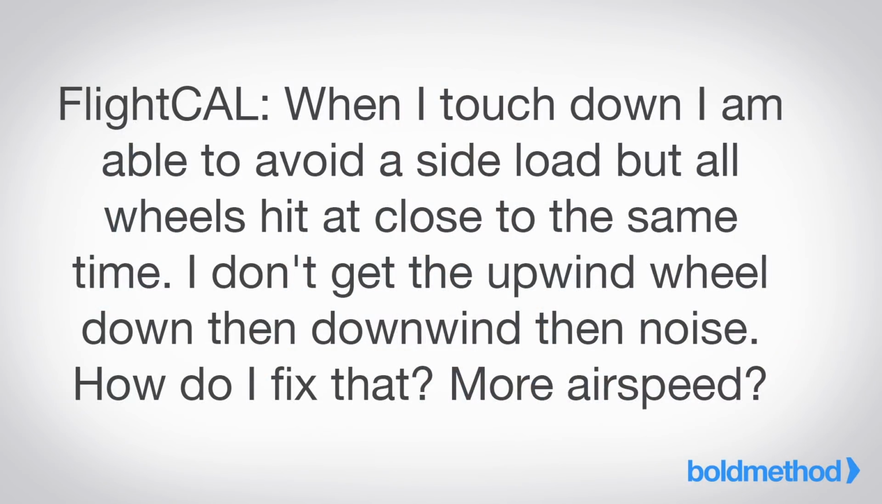Okay, looks like we have another question. Okay, next up with this three-wheel landing, Flight Cal wants to know, when I touch down, I'm able to avoid a side load, but all the wheels hit at close to the same time. I don't get the upwind wheel down, then the downwind, then the nose. How do I fix that? More airspeed?